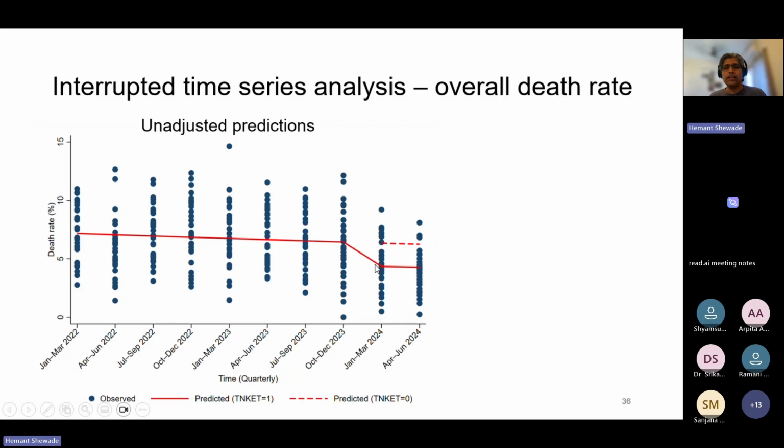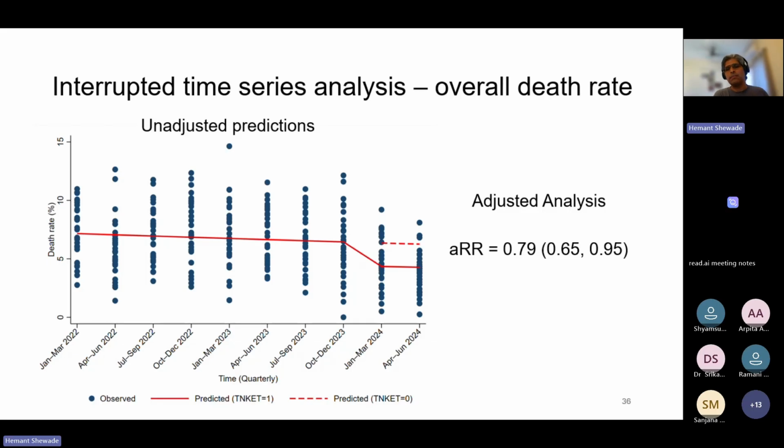There was a dip in 2024 and that was sustained. The dotted line suggests that if TN-KET was not there, it would have continued like this. So this gap between the dotted line and the continuous line in 2024 is the effect. And it was confirmed through interrupted time series analysis based on adjusted predictions. We got an adjusted RR of 0.79, which was statistically significant. So based on before-during analysis, we are getting a 40% reduction.